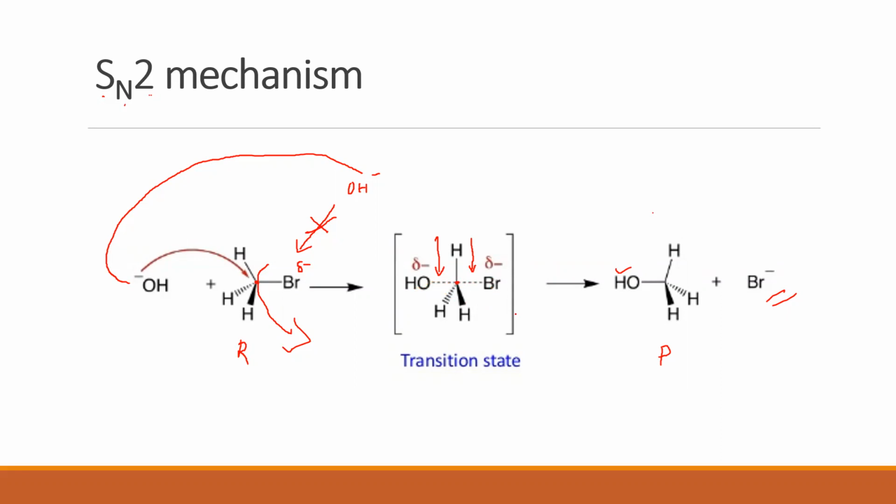Now, who will win in this fight? Yes, the one who is stronger. The one who is stronger in this fight will win. So, if OH minus has to drive out Br minus, what should its nature be? It should be stronger than Br minus. What if OH minus is weaker than Br minus? Then Br minus will say, hey, you get lost. You are weaker. You cannot form a bond with carbon. I will remain with carbon.